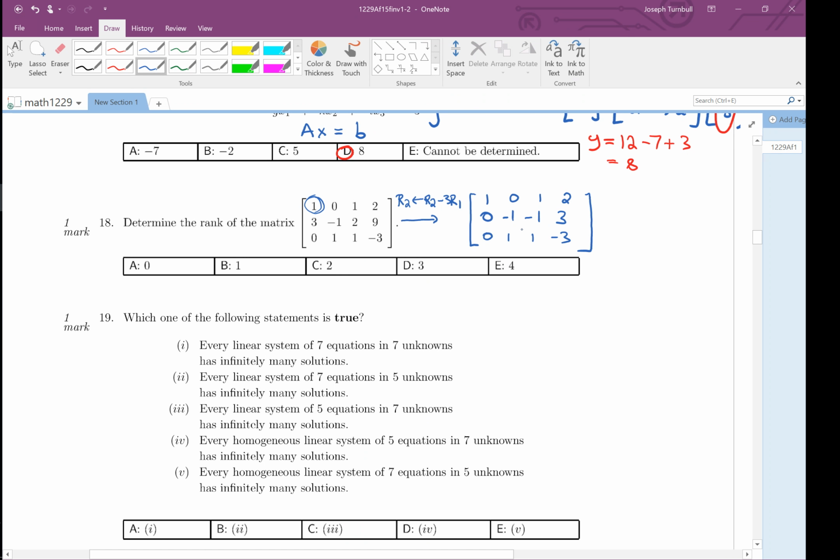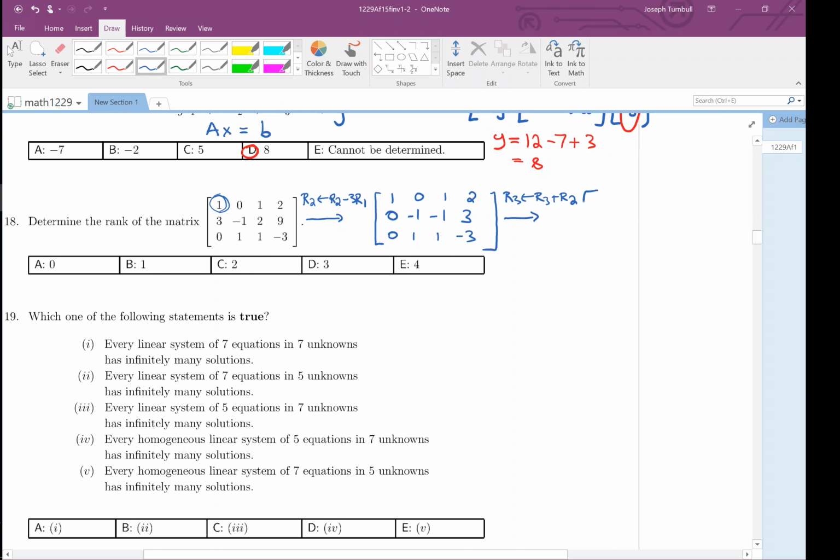Next step is I'm going to replace, no, I should multiply row 2 by negative 1, but I'm going to go a little bit out of the usual order of doing things, and replace row 3 with row 3 plus row 2. So row 1 stays the same, 1, 0, 1, 2. And then we have 0, negative 1, negative 1, 3, and then 0, 0, 0, 0. Just add row 2 and row 3 together and get 0 because they are negatives of each other.